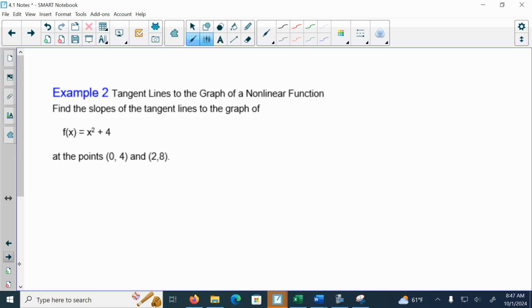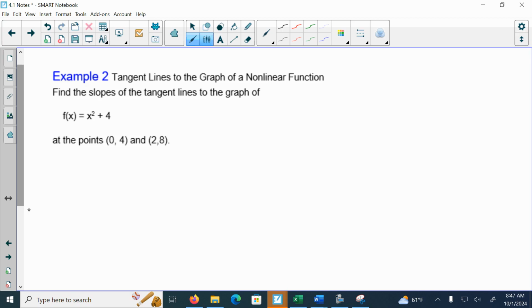The next one, find the slope of the graph of a nonlinear function. So find the slope of the tangent line to the graph of the function f of x is equal to x squared plus 4 at the points 0, 4, and 2, 8. And so I am going to have to do this one twice. First of all, I'm going to do the limit as delta x approaches 0 of f of 0 plus delta x minus f of 0, all over delta x. So we agree that 0 is 0, so I'm just putting delta x in here.